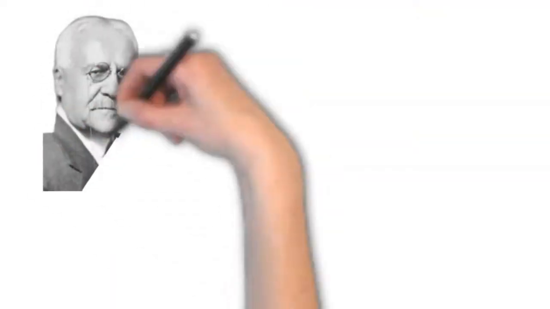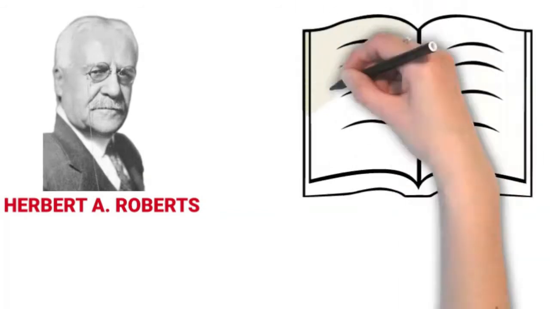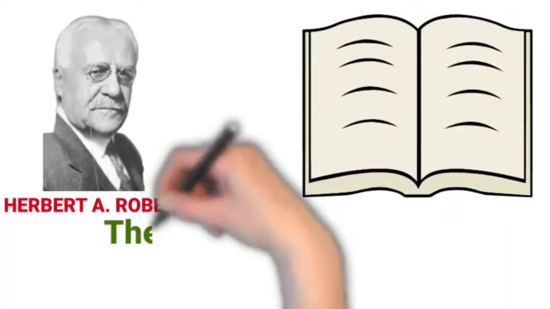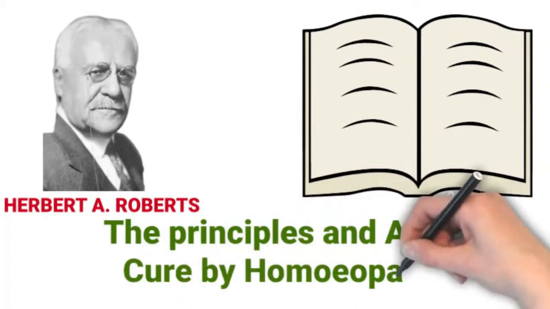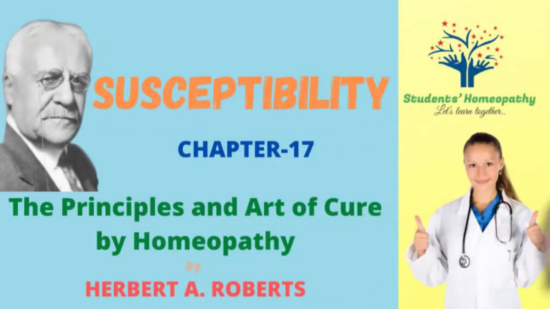The value and importance of Roberts' philosophy in homeopathic literature cannot be ignored easily. H.A. Roberts, in his book The Principles and Art of Cure by Homeopathy, explains different complicated concepts of homeopathy in a very simple manner. So let's discuss a very good chapter from Roberts' philosophy, that is Susceptibility, the 17th chapter of Roberts' philosophy.